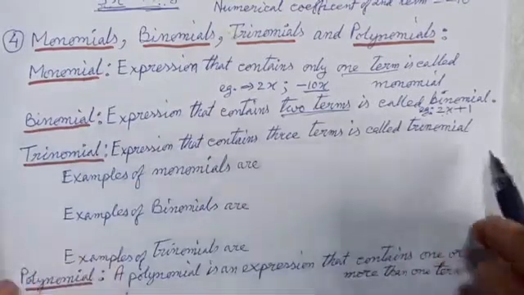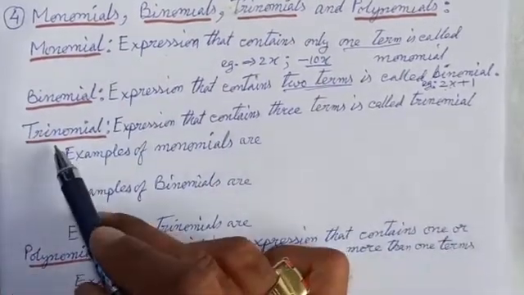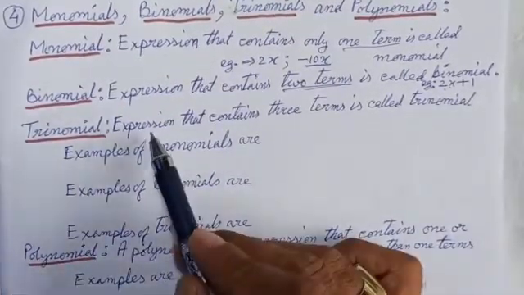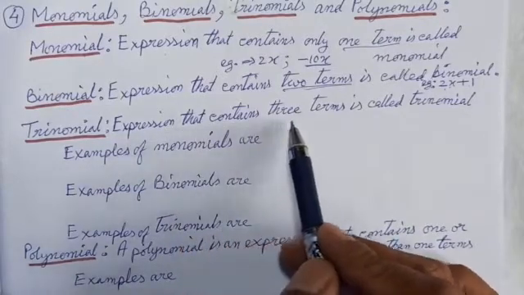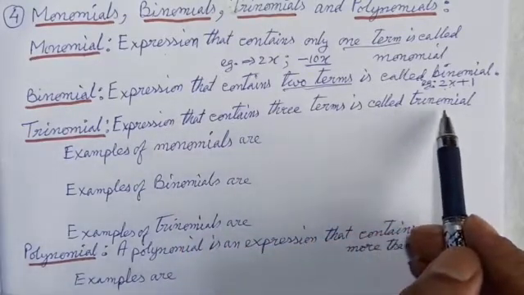Next is trinomial. An expression that contains three terms is called a trinomial.